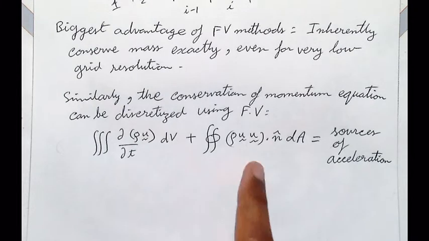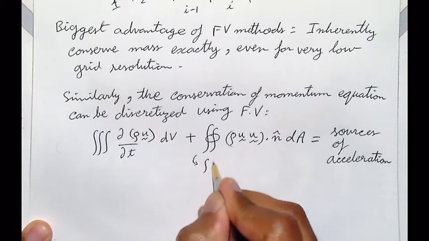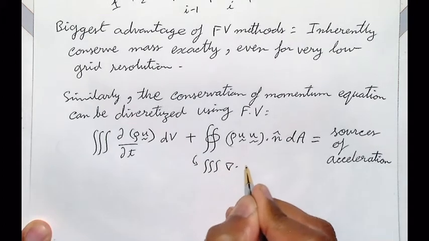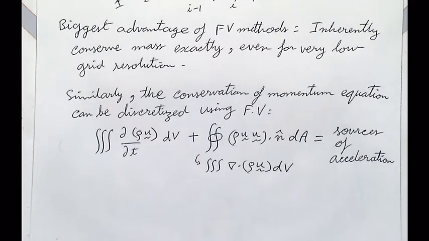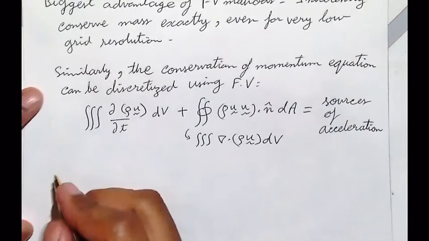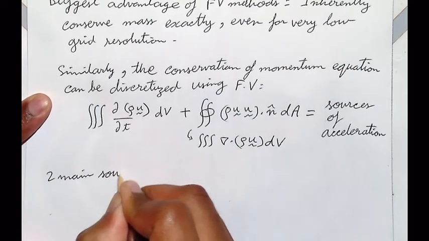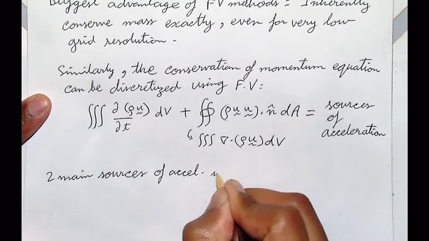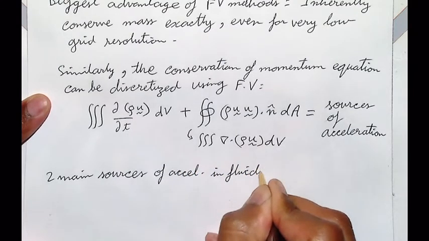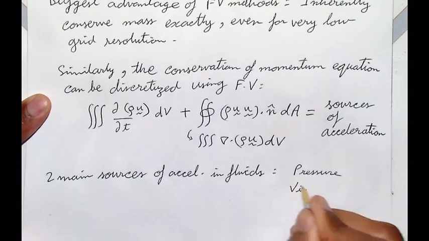By the way, this is the term we change into nabla dot rho u dV, and we use Gauss's theorem. Okay, so sources of acceleration. Two main sources of acceleration in fluids: there's pressure and there's viscosity.